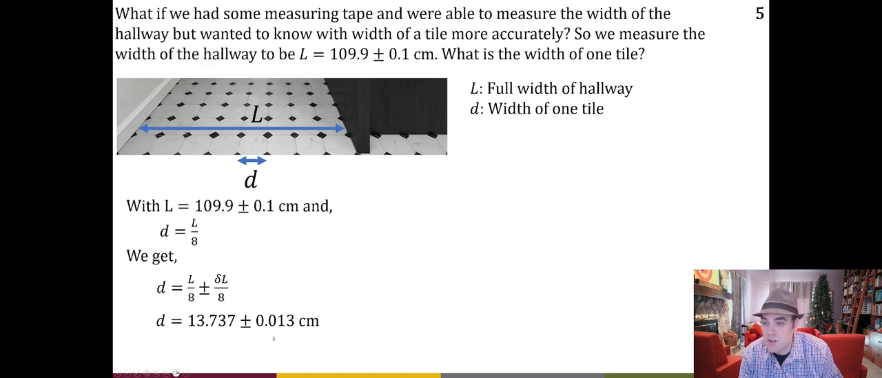If you look at this, the uncertainty in the width of our tile is much smaller than our tool, which is 0.1 centimeters. And that's because in order for this length to be within this same range of values, the width of a tile can't shift by that much, because if it shifts by more than this, then the uncertainty of our final measurement will be larger than what we measured it to be.